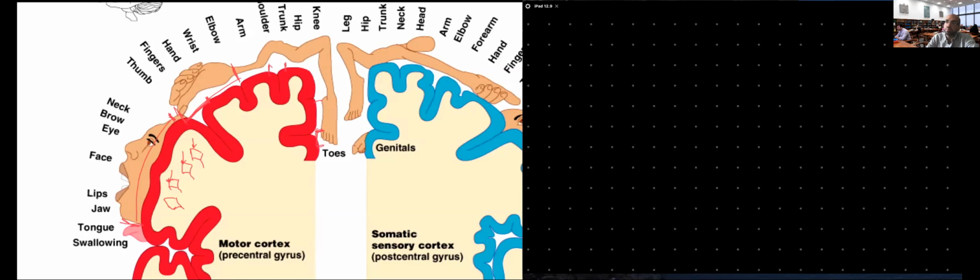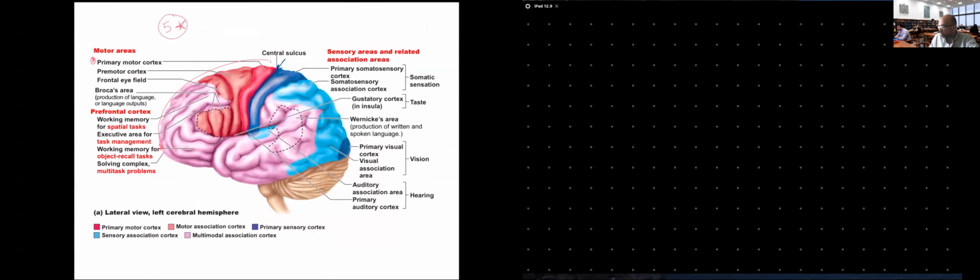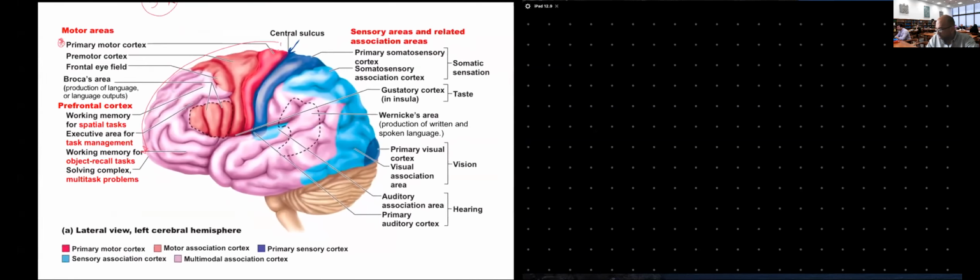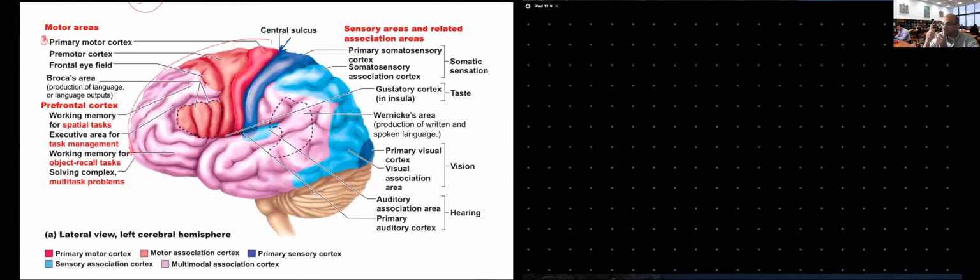This is part of the voluntary motor control. It's going to be represented here in the precentral gyrus. Lips, jaw. In front of the precentral gyrus, we've got an area that will be responsible for the eye movement, just the eye movement. Frontal eye field.